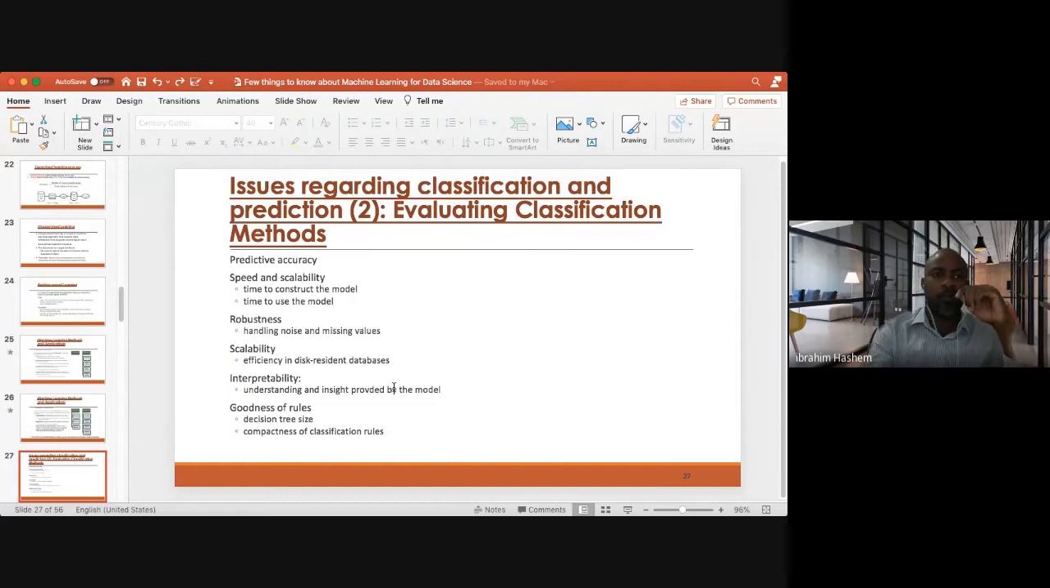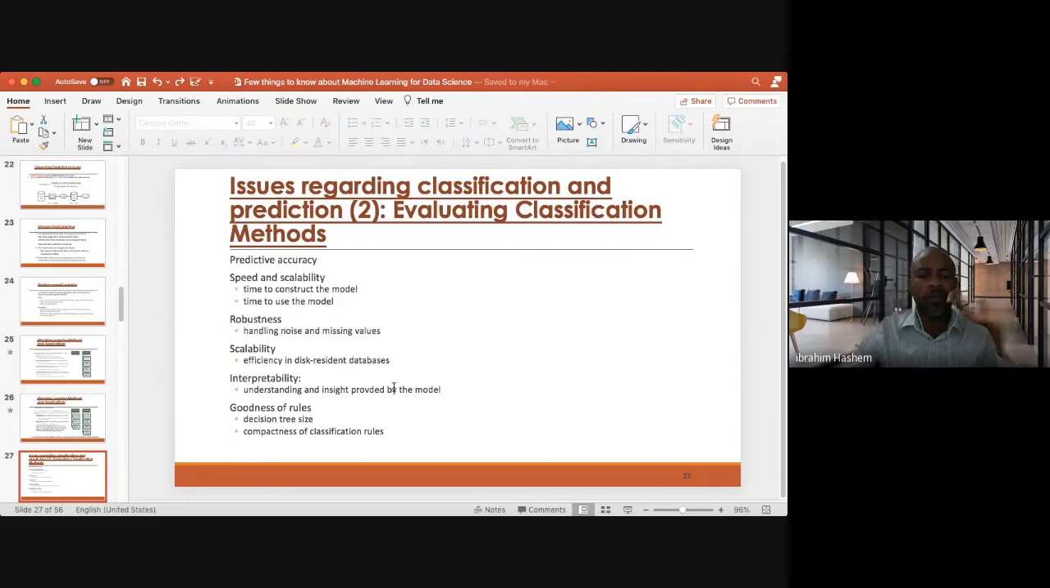Speed and scalability. Time is also one of the challenges, especially when you deal with a huge amount of data. And robustness of your model, especially when handling noisy and missing values, you have to find ways to deal with these two challenges. Scalability and the goodness of the rules, especially if you are applying a decision tree, you need to look at how good the rules are that you generate from the tree in order to get better accuracy.